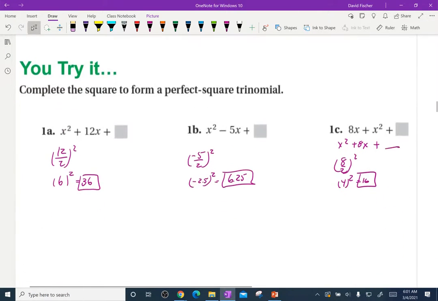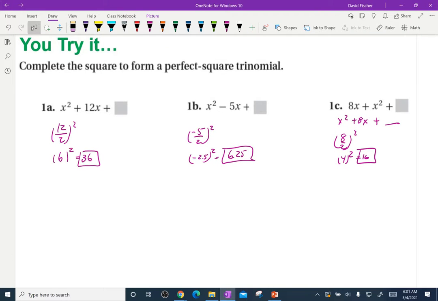Did you get fooled on number 1C? Yeah, this one wasn't in order. So this is really my b, the 8. But let's go back to A. I got 36 would complete the square. On number 1B, I got 6.25. And now, if you go back and fix it, if you made the mistake, you should have used the 8, and 8 divided by 2 is 4, and 4 squared is 16. Okay?